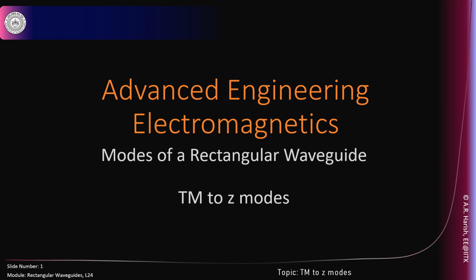Last lecture was on TE to Z mode in a rectangular waveguide, and this lecture is on TM to Z mode in a rectangular waveguide. This lecture I will not be using any animation at all. We are going to simply flip through the slides, and I will show you how to see the equations.